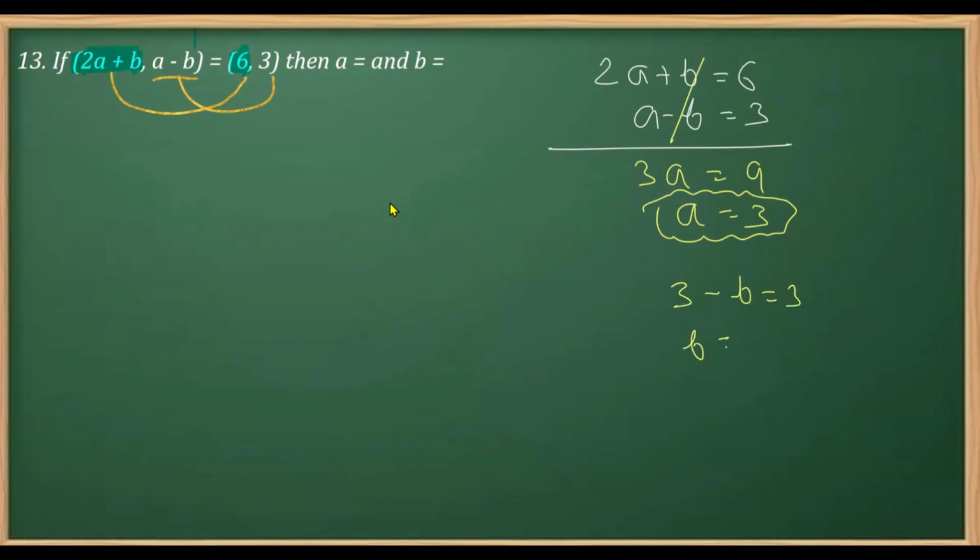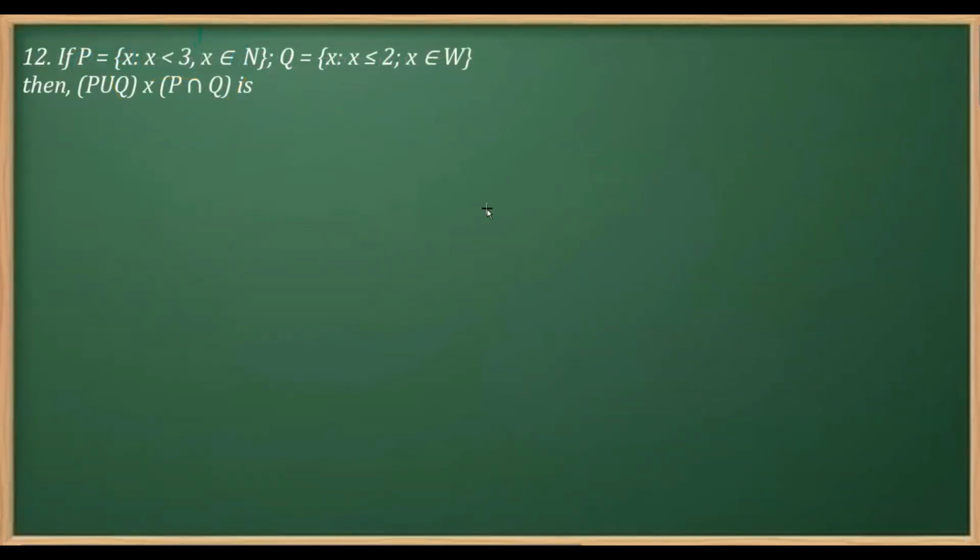That means b is equal to how much? 6, right? Is it 6? No, it's coming 0. Let me show it again. Minus b is equal to 3 minus 3. So it's minus b is equal to 0. So b is equal to 0. So that should be the value of b in this case.